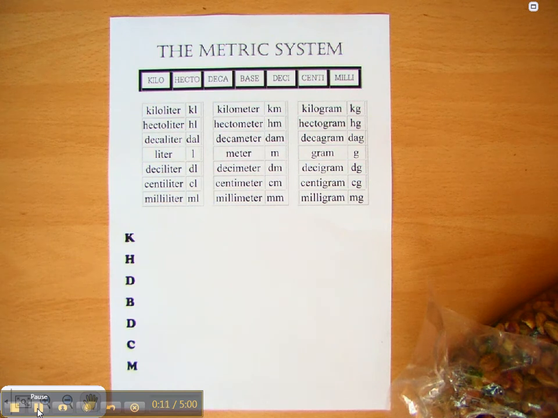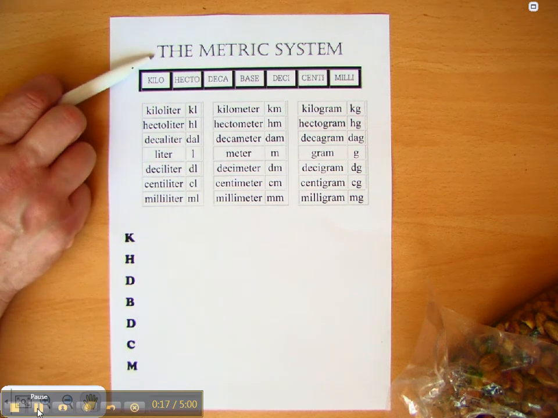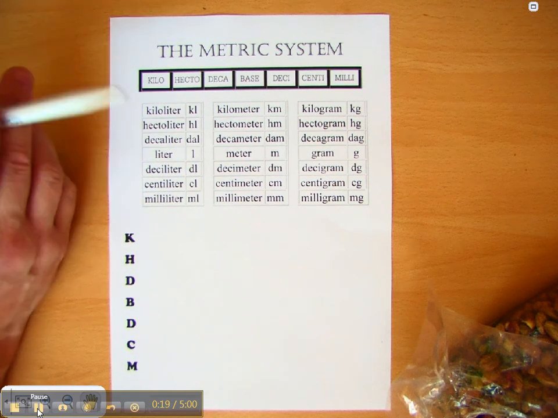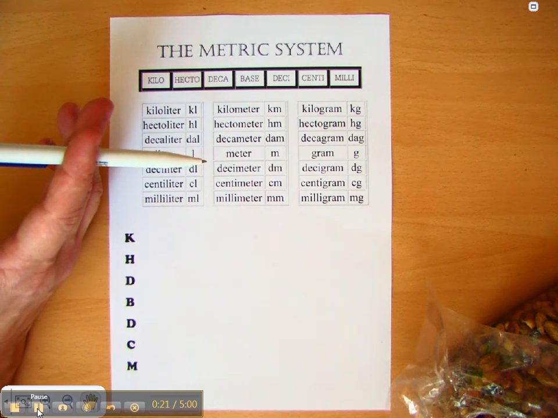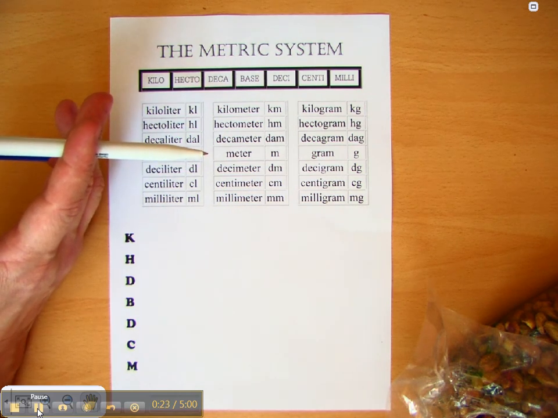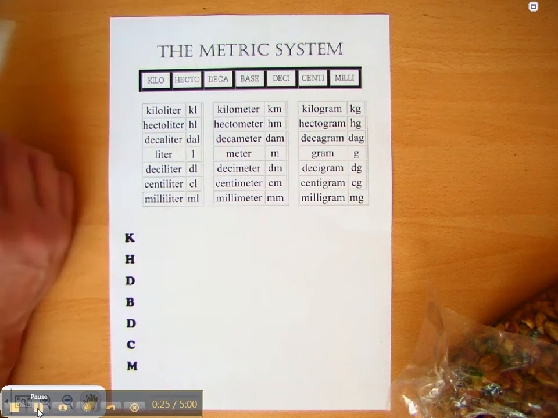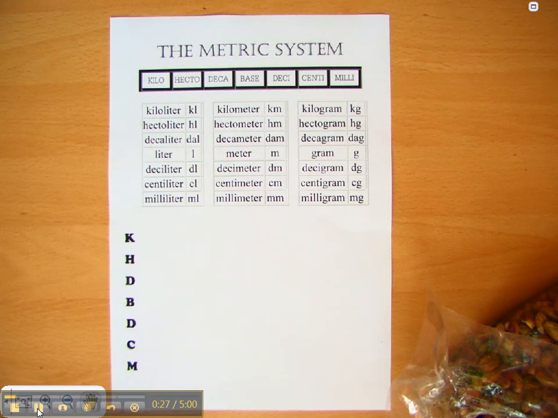And today we are going to be talking about the metric system. Okay, so what is the metric system? Well, the metric system is a system that was created by some really smart guy sometime really long ago. And it's basically used when we're talking about measurement, okay?